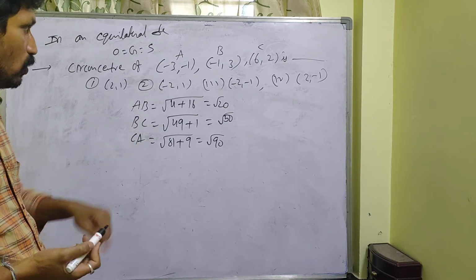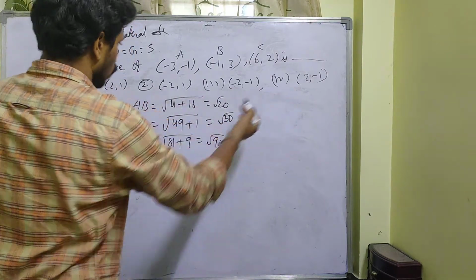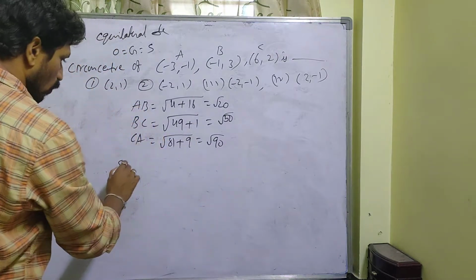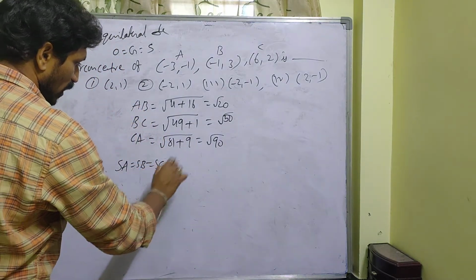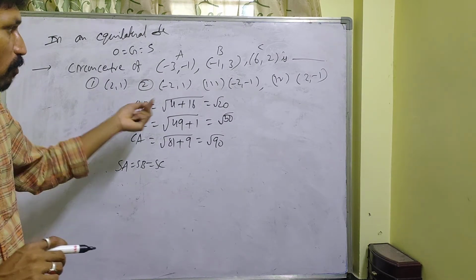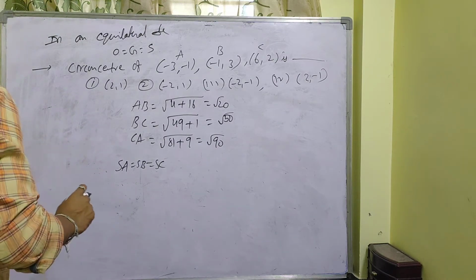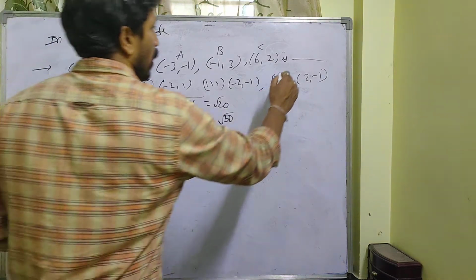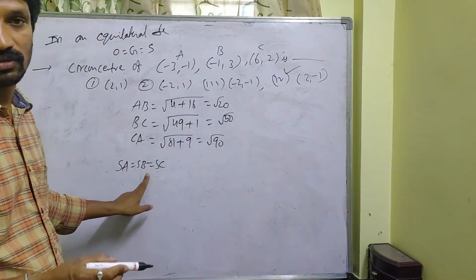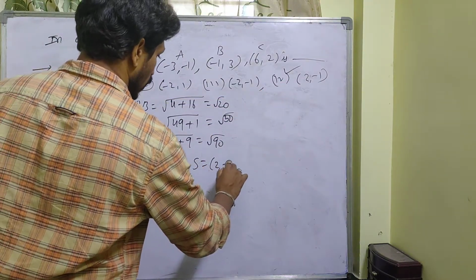Then what do we have to do? Then you go for the verification method. These are the options for the circumcenter, and only one of them is correct. So this is triangle ABC. If SA is equal to SB is equal to SC, then S is called the circumcenter of the triangle. I already worked this out, so here the circumcenter is 2 comma minus 1, the fourth one. Check whether the fourth one satisfies this condition or not. In the verification method, take S as 2 comma minus 1.